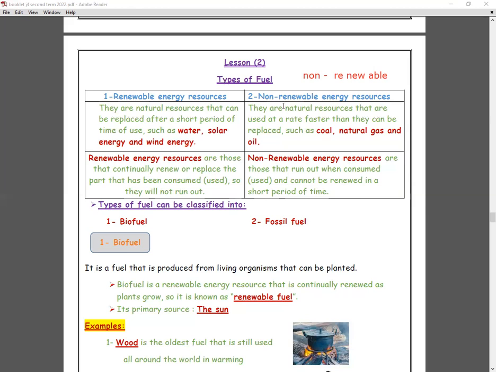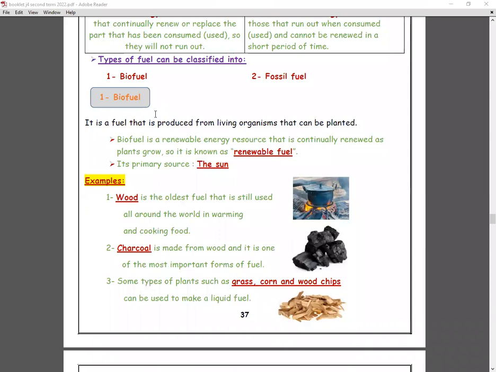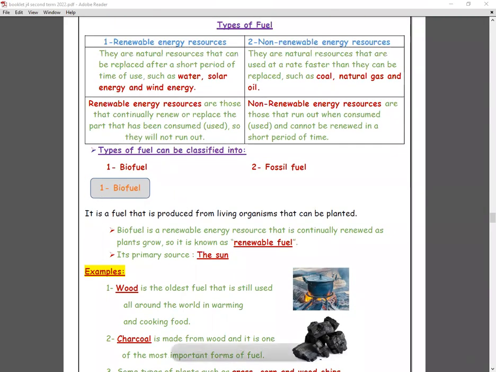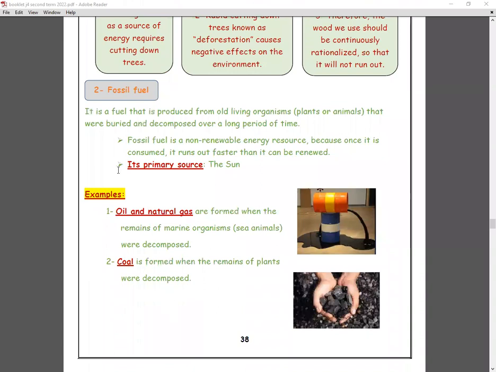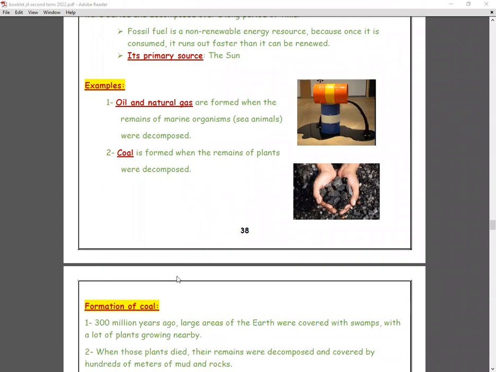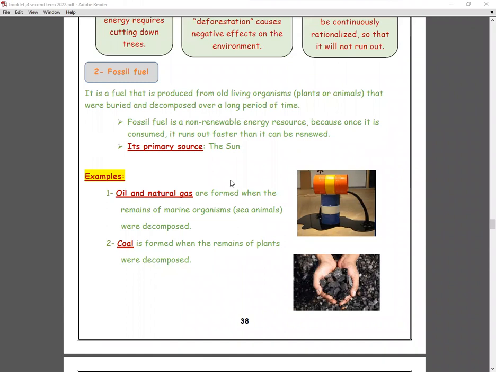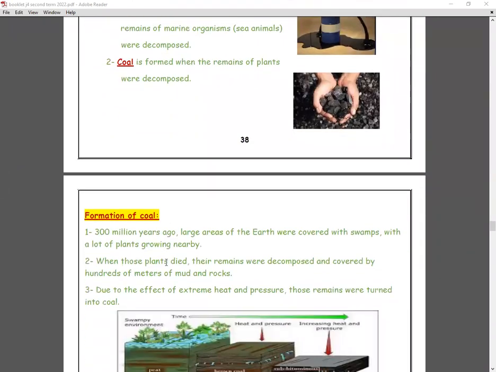This means that all the fossil fuel that we use, like coal, natural gas, and oil, was formed millions of years ago. So we have to rationalize how we use all of them. By the way, we have to rationalize any form of energy that we use in our days today, okay? Biofuel, don't forget that biofuel is one of the renewable fuels. Why? Because we can replace it again in a short period of time. But fossil fuel, for sure, is non-renewable energy. Why? Because once it's consumed, it runs out faster than it can be renewed, okay?